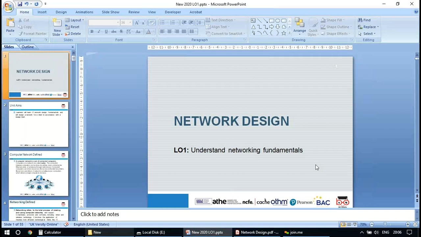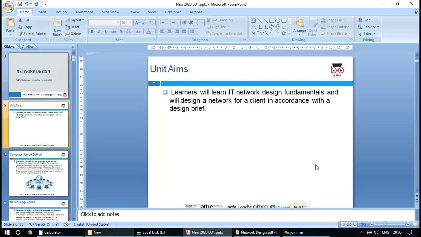Okay, so network design, the new unit, and understanding the networking fundamentals. So the term is a network, and in this unit, you will be able to understand the design fundamentals and should be able to design a network for a client.